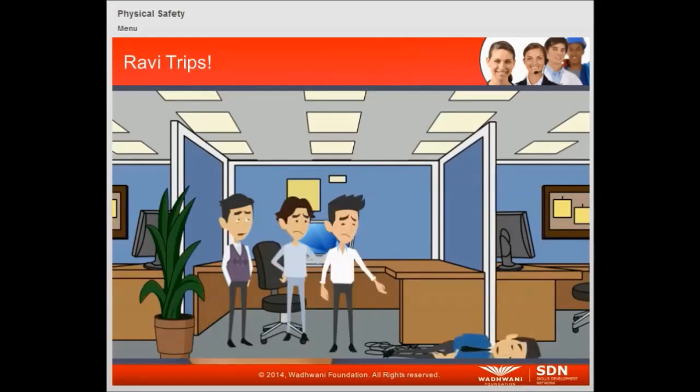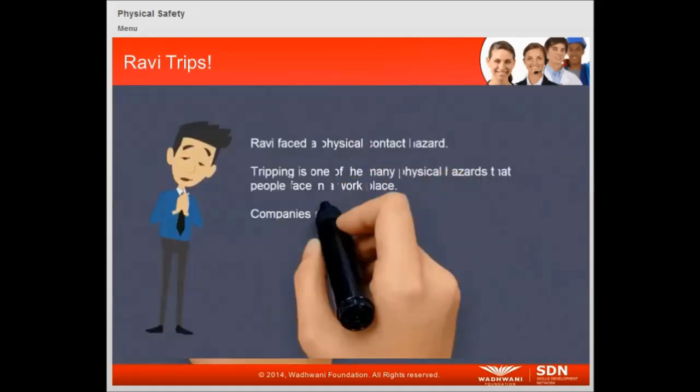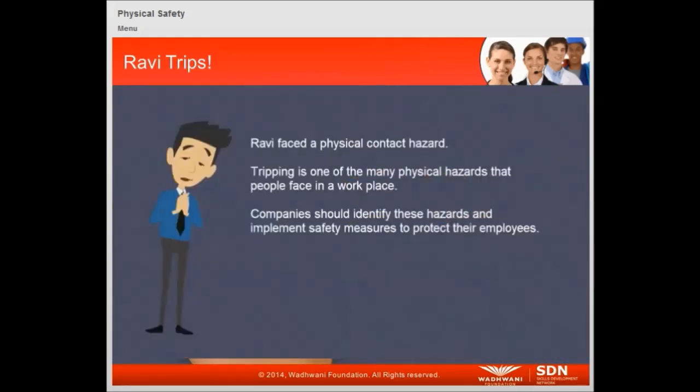He trips over a stray wire and falls. Ravi is quickly helped onto his feet and his injuries are attended to. Ravi faced a physical contact hazard.